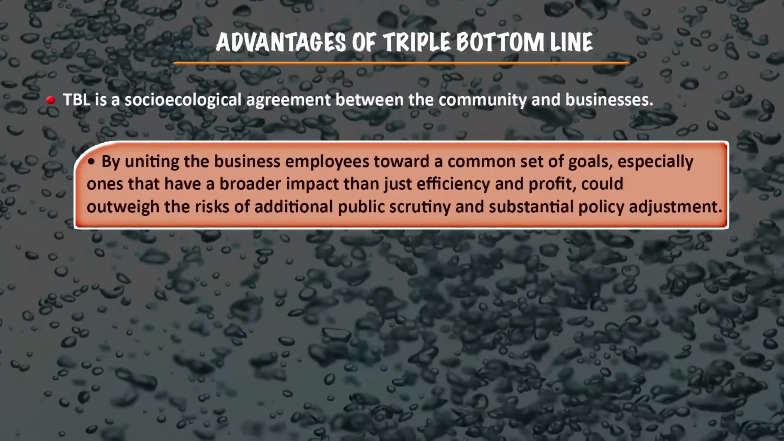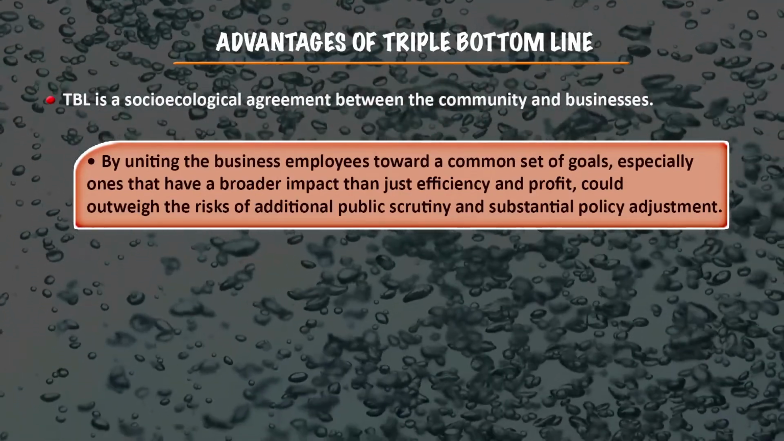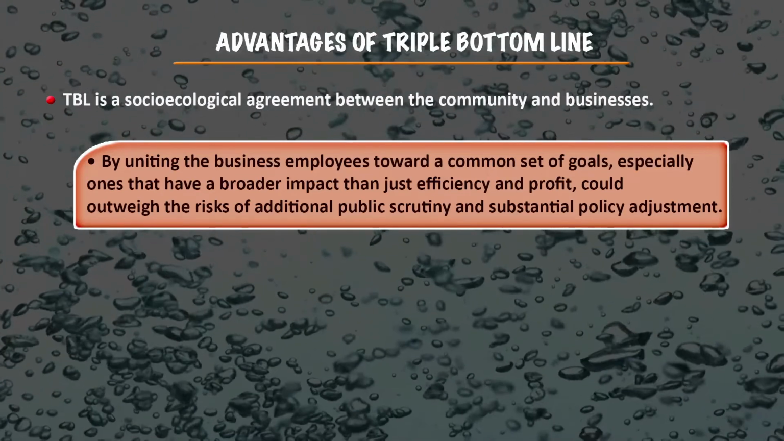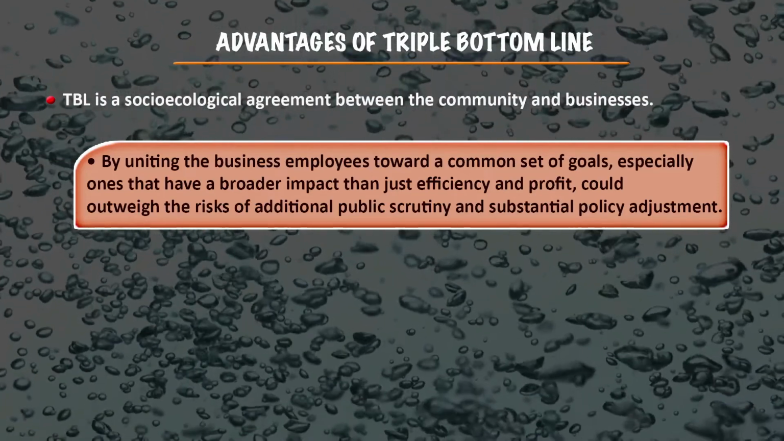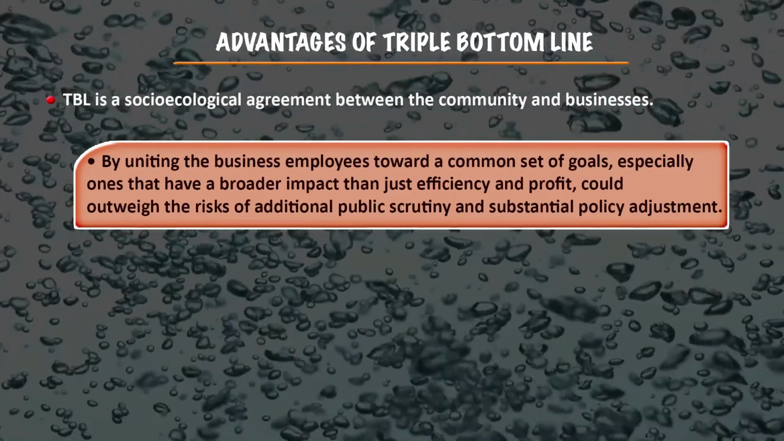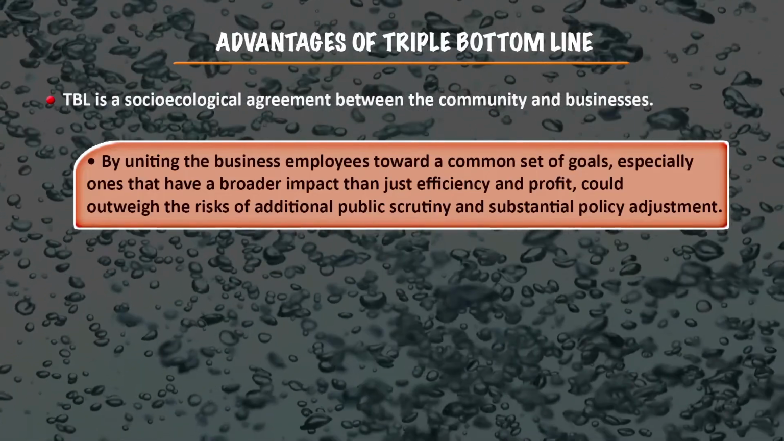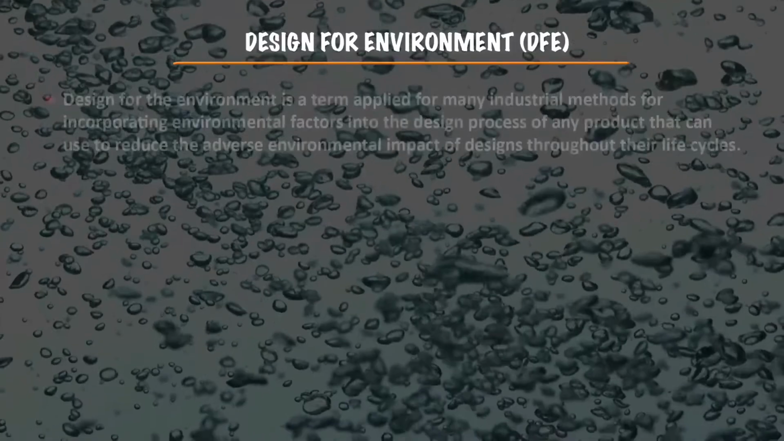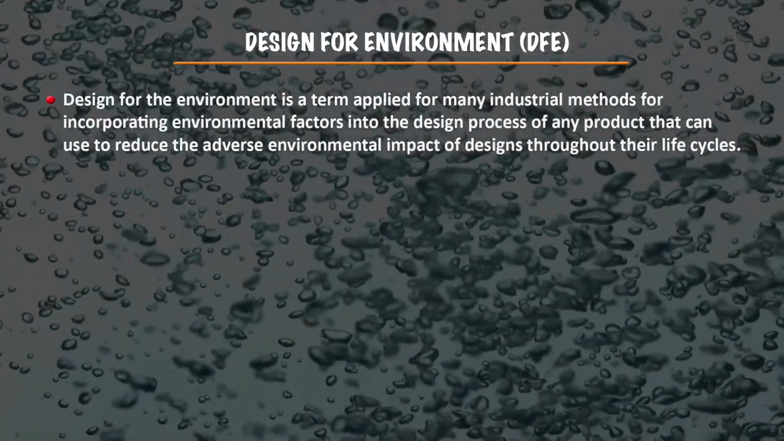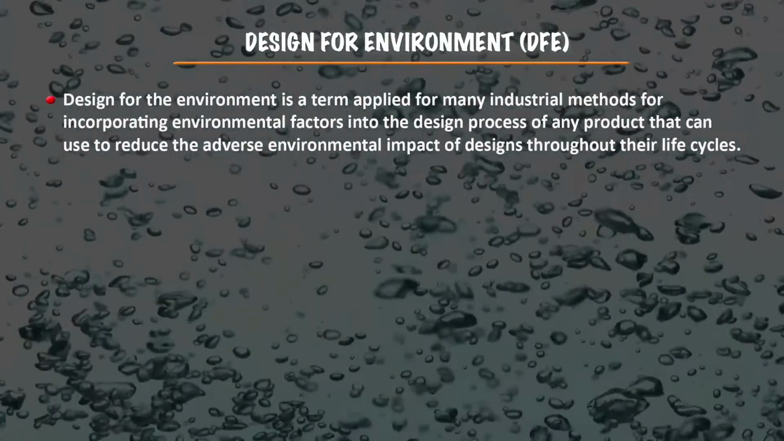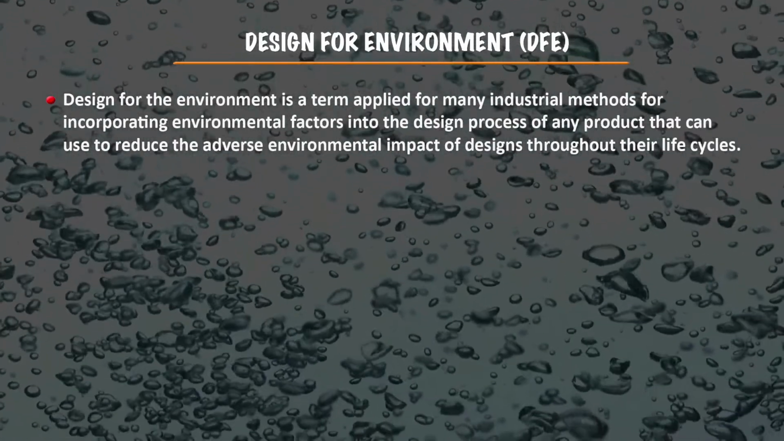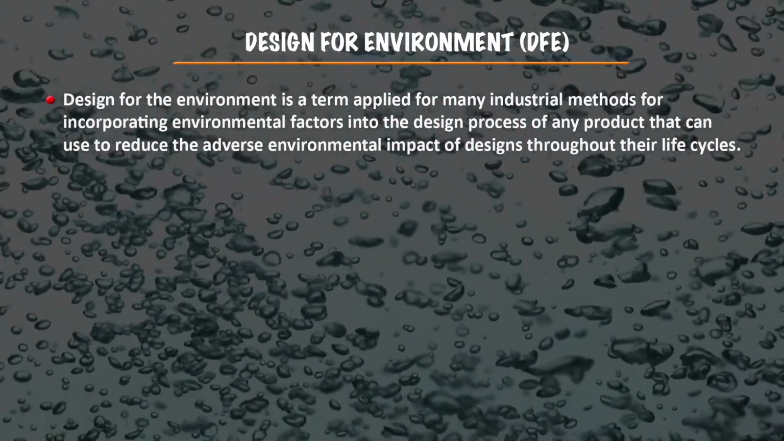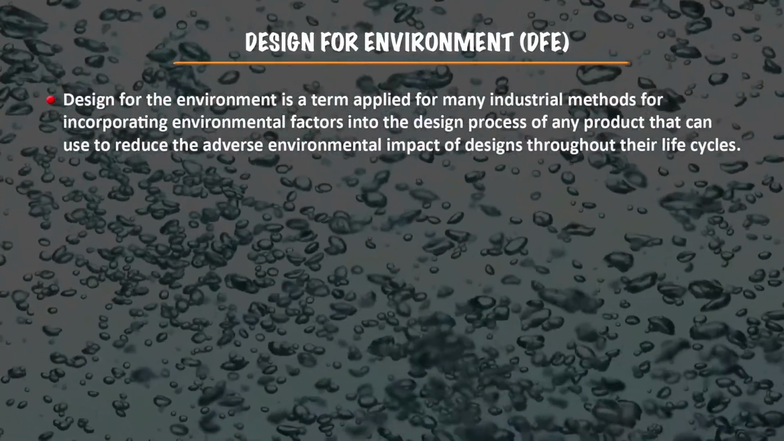So by uniting the employees in the business towards a common set of goals, especially ones that have a broader impact than just efficiency and profit, that could outweigh the risk of the additional public scrutiny and the substantial policy adjustment. And another factor is design for environment. Design for environment is a term applied to the many industrial methods for incorporating environmental factors in a designing process, that is a planning process of any product, and can be used to reduce the adverse environmental impacts of the designs throughout their life cycle.